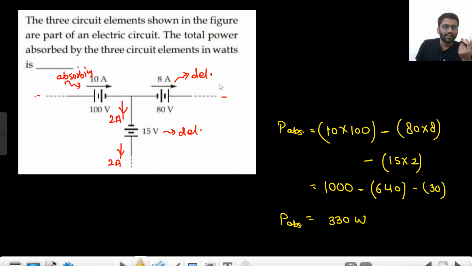Now you will say that in the theory part I told you that power delivered is equal to power absorbed. Yeah, that's right. But that's for the complete circuit. This is just a part of a circuit. There can be other elements too. So in this part of circuit, the 100 volt battery is absorbing power of 1000 watt. The 80 volt battery is delivering power of 640 watt, and this 15 volt battery is delivering power of 30 watt. So total power delivered is 670 watt, and total power absorbed is 1000 watt. So what is the total power absorbed? That is 1000 minus 670, that means 330 watt.